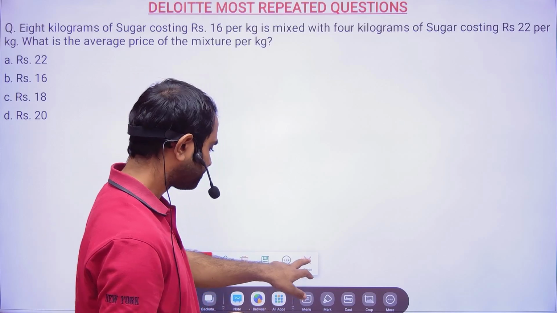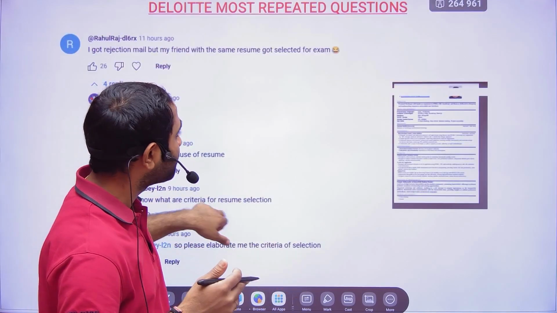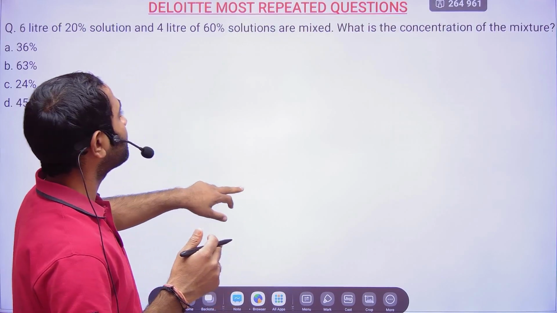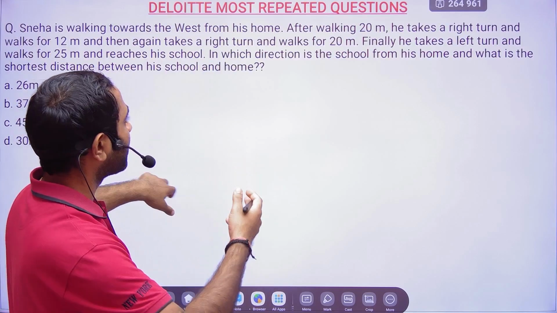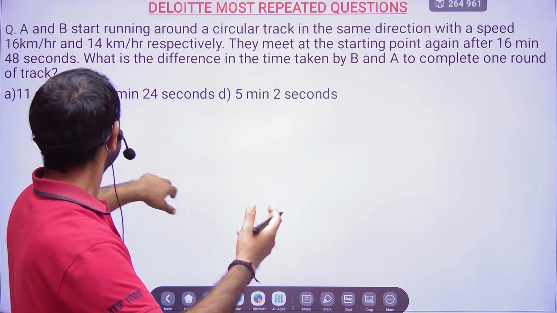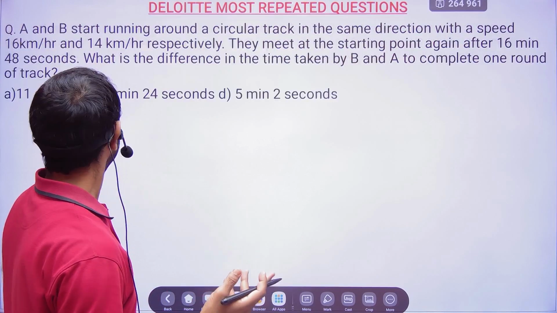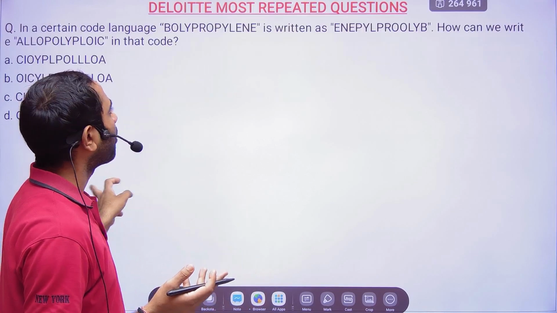Now see, slowly as we move ahead, friends, the level of the questions will start becoming a little difficult. These are the questions which will really take a lot of time to solve. So we will see how we can make these problems easier.